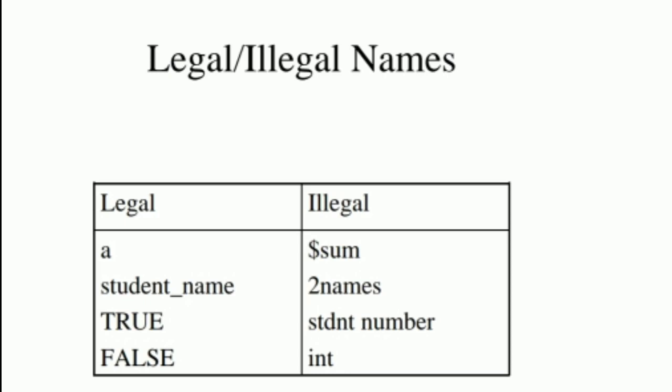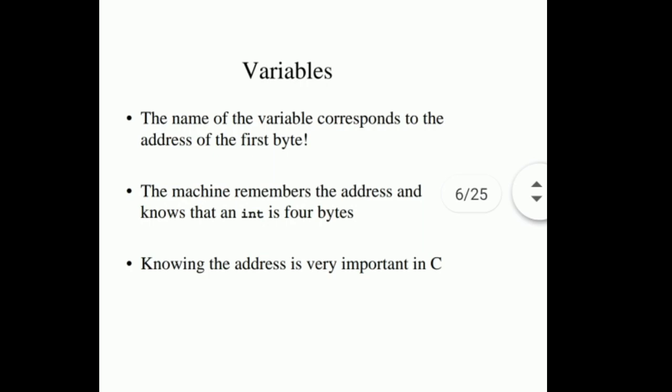Next you can go to the variables. The name of the variable corresponds to the address of the first byte. The machine remembers the address and knows that an int is 4 bytes. Okay, knowing the address is very important in C.